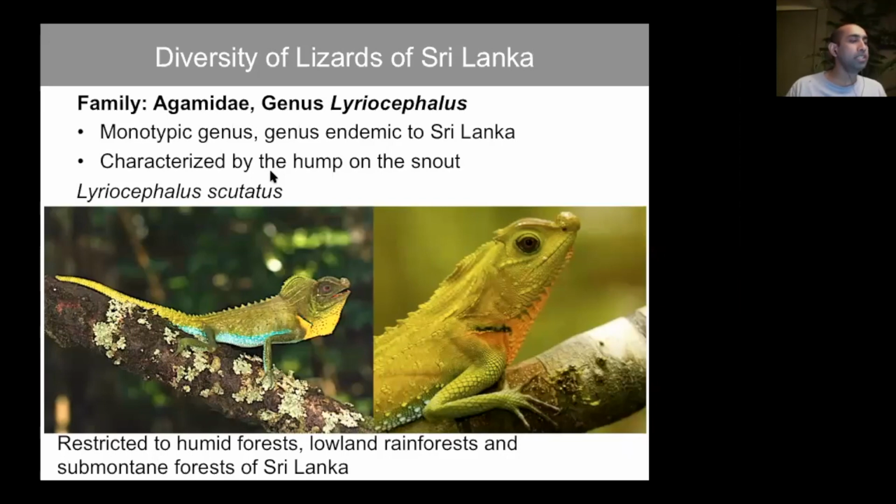So these are again found only in the wet zone of Sri Lanka and a few places in the intermediate zones in the island. They're mostly forest lizards. Occasionally they wander into home gardens right adjacent to forests. So found in the humid forests as well as lowland rainforests and some mountain forests of Sri Lanka.